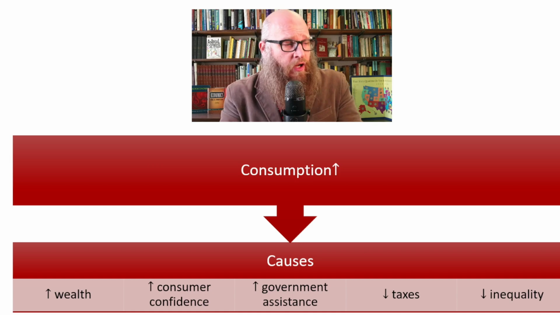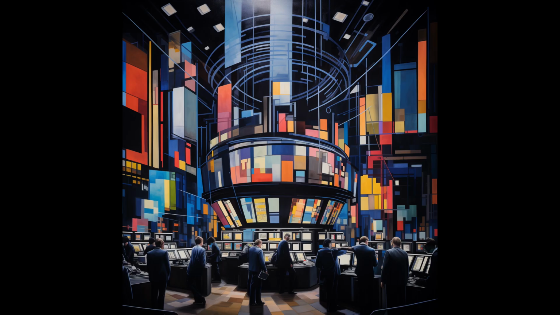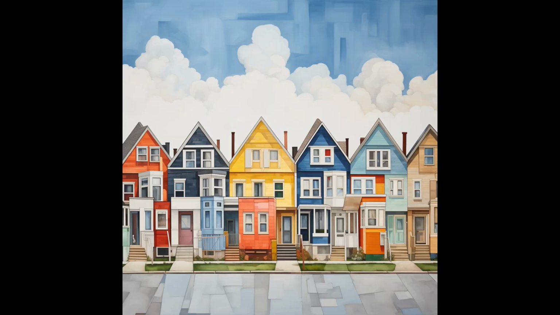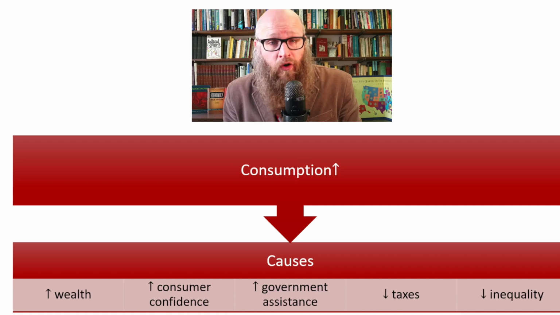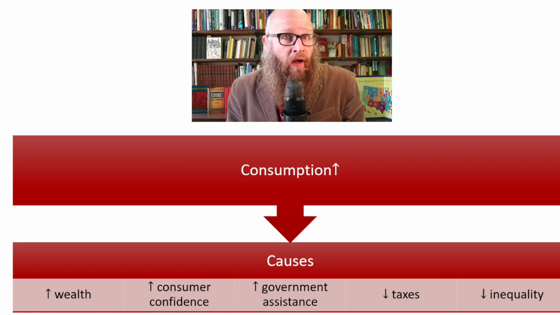What causes consumption to go up? Well, if we're more wealthy. Wealth is not the same thing as income. We can get a boom in the stock market. We can get a boom in the housing market. Anything that increases wealth means people will feel more comfortable and they will consume more. You can have an increase in consumer confidence. If consumers are feeling better, they'll go out and spend more.